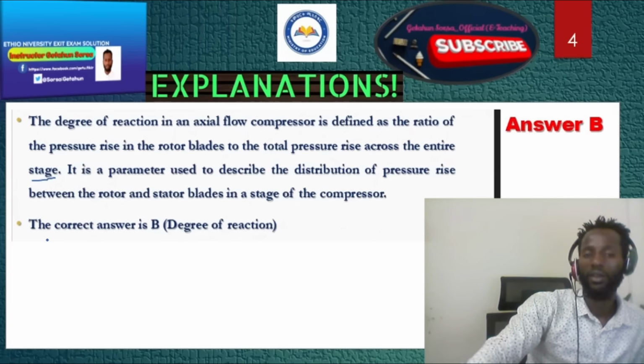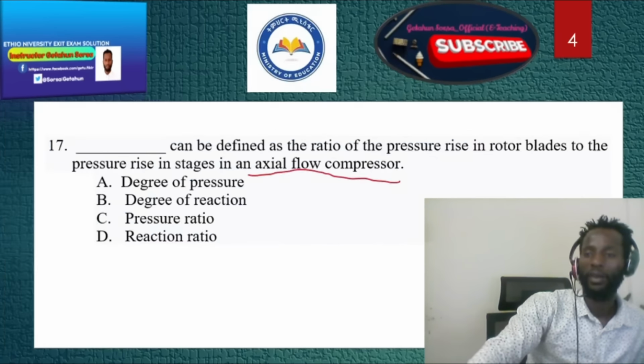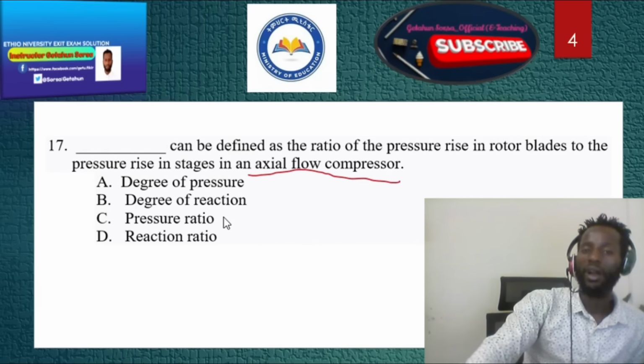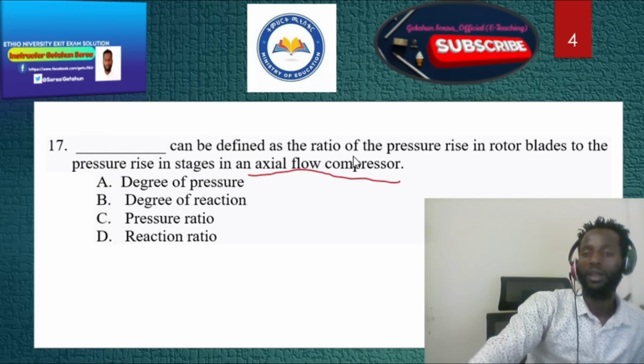So the correct answer for this specific question is answer B, degree of reaction. Degree of reaction can be defined as the ratio of the pressure rise in a rotor blade to the pressure rise in the stage in an axial flow compressor. So this is the correct answer.